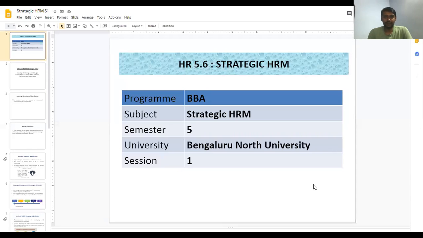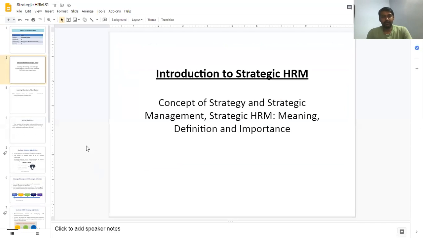Today, we are going to discuss the concept of strategic HRM, which is prescribed by Bangalore North University for fifth semester BBA. I'm going to talk about the first session. So let us understand the concept of strategy and strategic management, followed by strategic HRM, which is human resource management, the meaning, definition, and importance, which is the first unit.